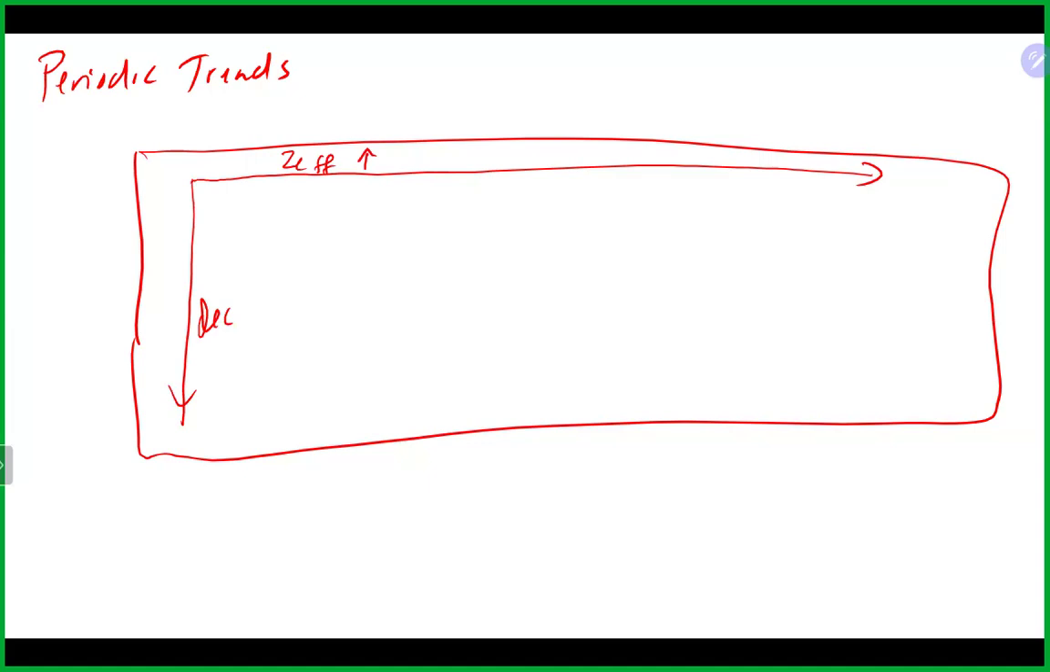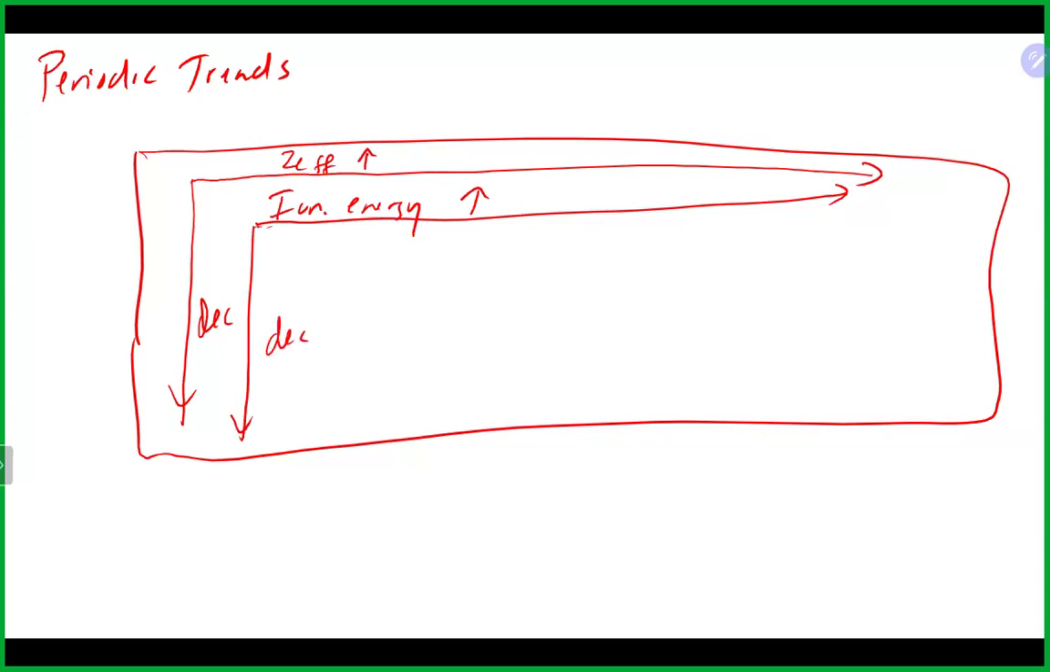So if we have a valence electron and there's electrons in a lower energy level, instead of feeling the full positive charge of the nucleus, they get screened out from that positive charge and they only feel a lesser charge, which is why they can be removed. Ionization energy increases as you go to the right and decreases as you go down.